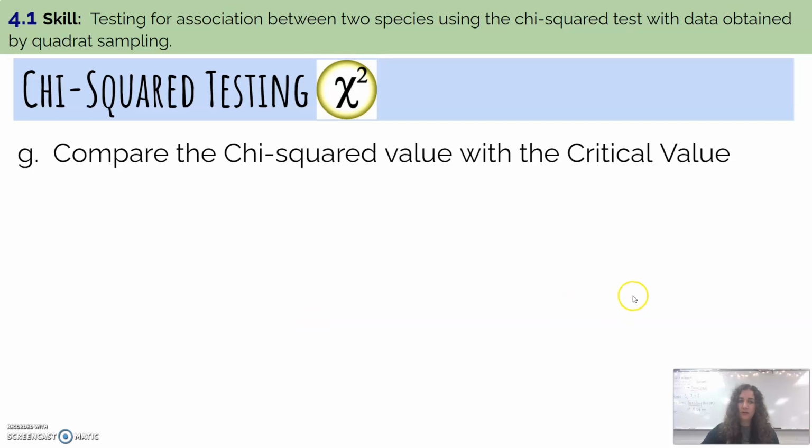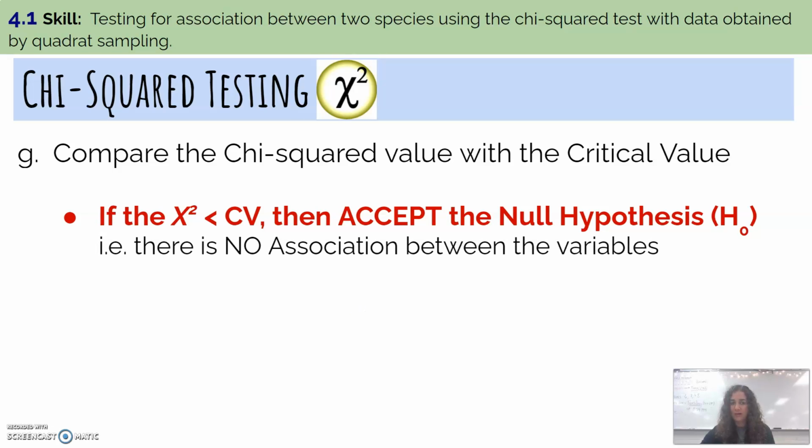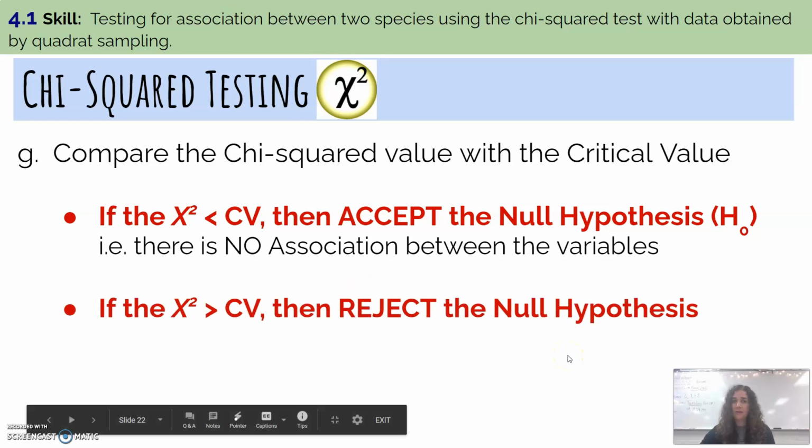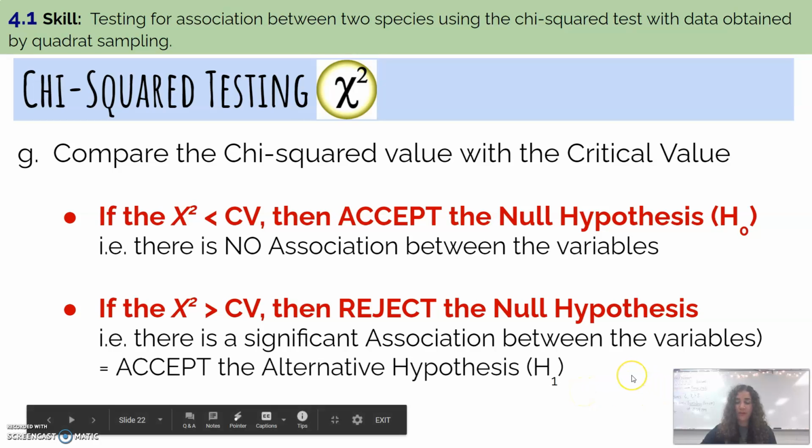Once you calculate that, you will compare the chi-squared value with the critical value, and you're looking for two options here. If chi-squared is less than the critical value, then you accept the null hypothesis, which means there is no association between the variables. If the chi-squared is greater than the critical value, then you reject the null hypothesis, which means there is a significant association between the variables. Another way of saying reject the null is accept the alternative hypothesis. But typically, in biology, we like to say accept the null or reject the null. We don't necessarily address the alternative hypothesis.